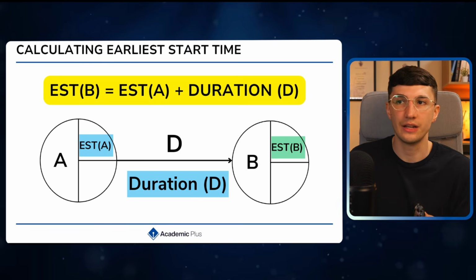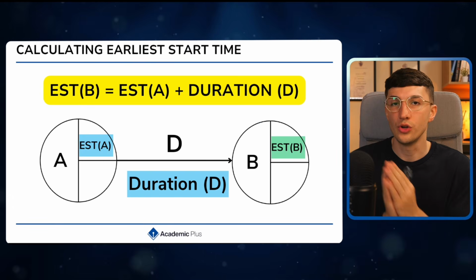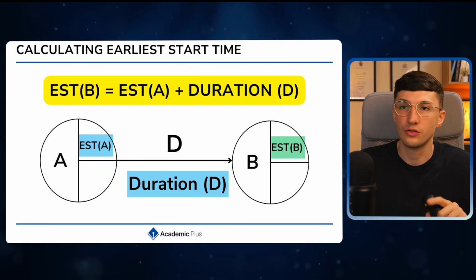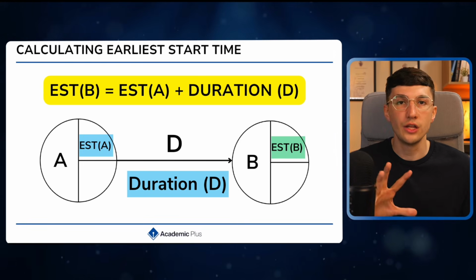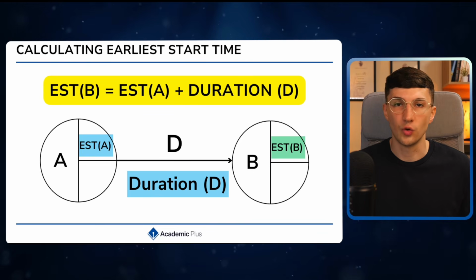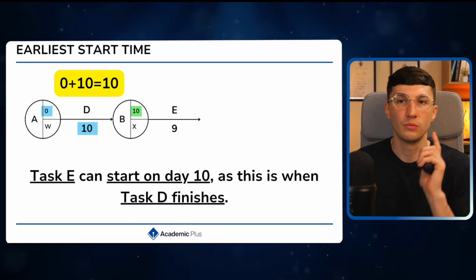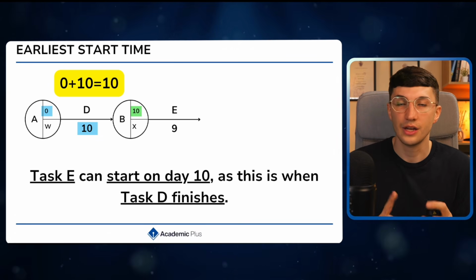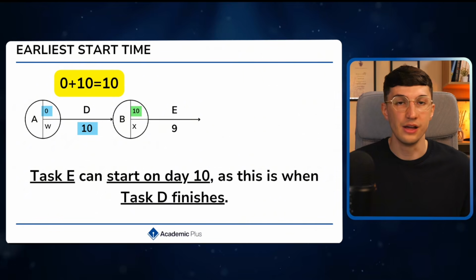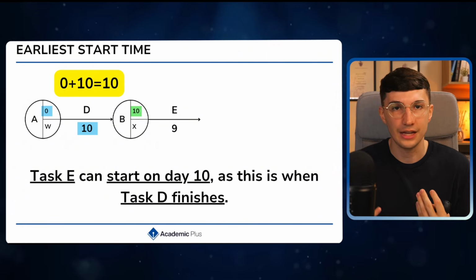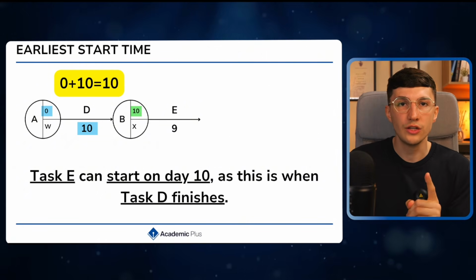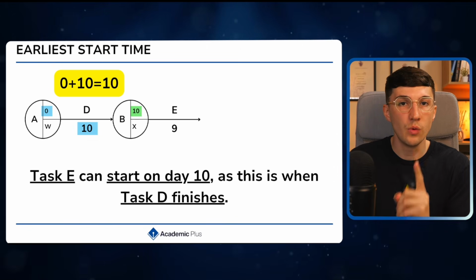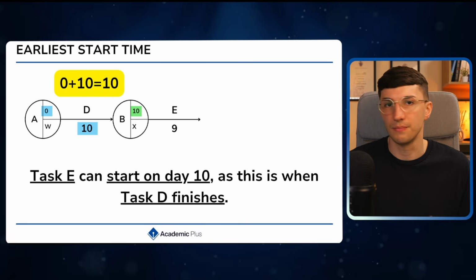And the way we calculate the earliest start time is quite simple. You go from left to right and you start adding. So to get the earliest start time in node B, you do the earliest start time in node A plus the duration. That is all you do. So for example, the earliest start time that task D can start is on day 0, so you can start straight away. Now task D takes 10 days to complete. So the earliest start time for task E is on day 10, because task E can only start once task D has been completed. Makes a bit of sense.